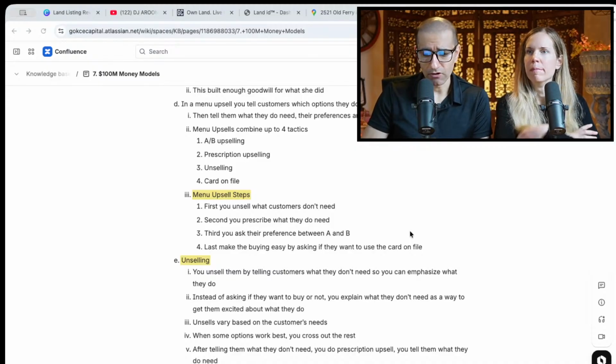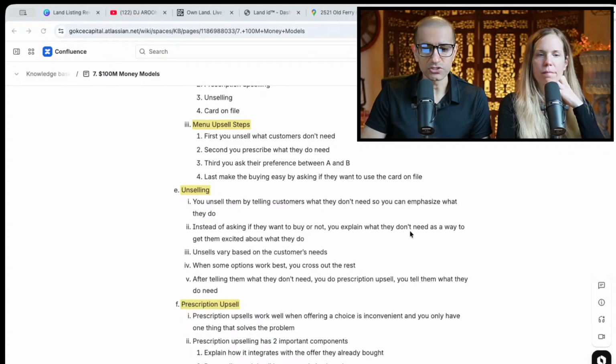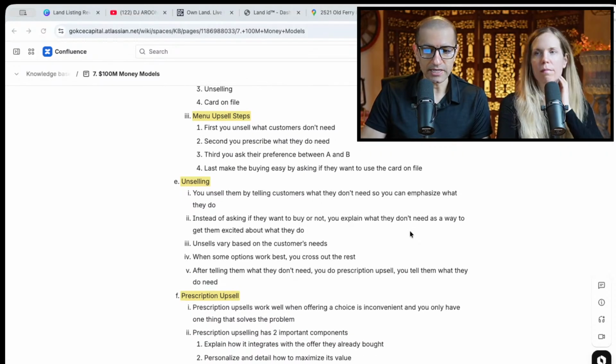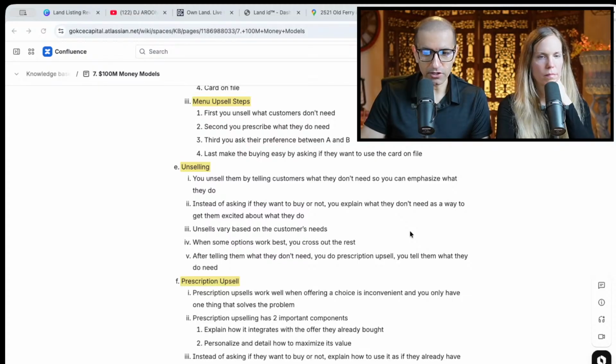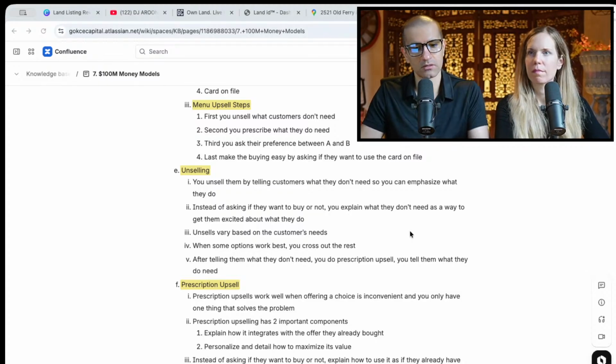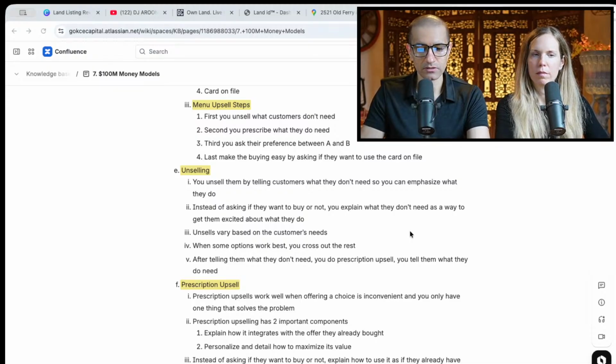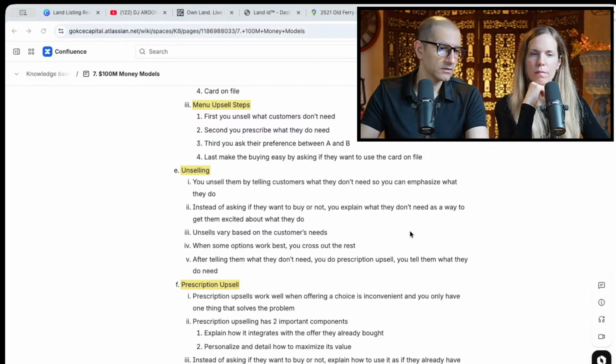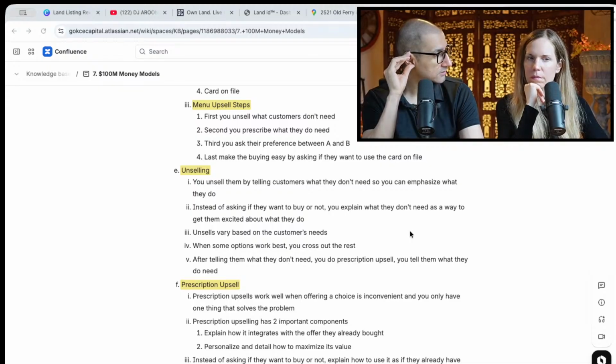So what are the steps of menu upsell? First, you unsell what customers don't need. Second, you prescribe what they do need. Third, you ask their preference between A and B. Fourth, you make the buying easy by asking if they want to use the card on file. I don't know if at this point we will have their card on file or not. Or this might be a second go at upsells. They already bought something, so we have the card on file, right?